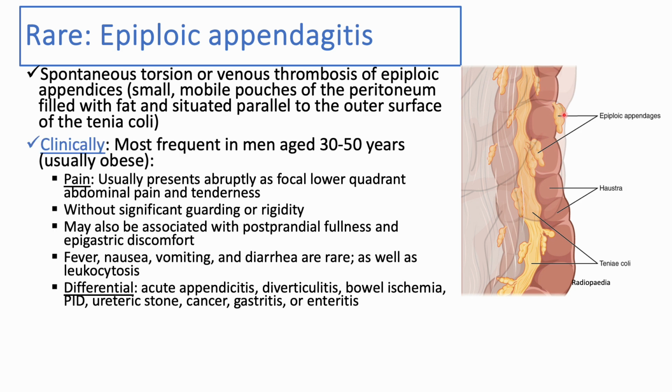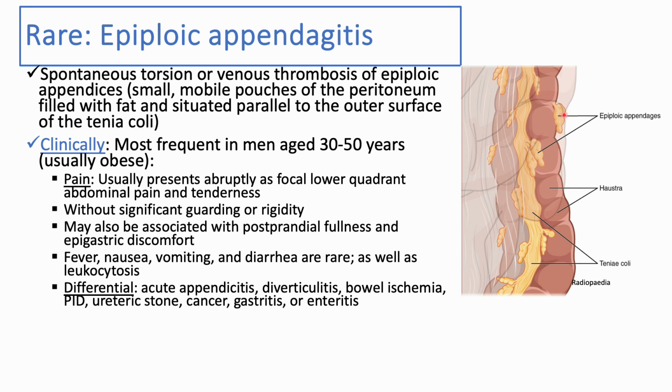Clinically, it's usually seen in obese patients, usually men between the ages of 30 and 50. The pain usually presents acutely as focal lower quadrant abdominal pain and tenderness, either on the right side or the left side, depending on which epiploic appendices are inflamed. Usually, the peritoneum is not that involved, so there's usually no significant guarding or rigidity. It might be associated with postprandial fullness and epigastric discomfort. We don't know exactly why.